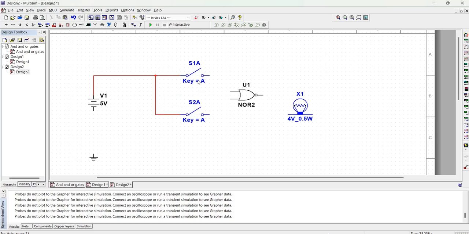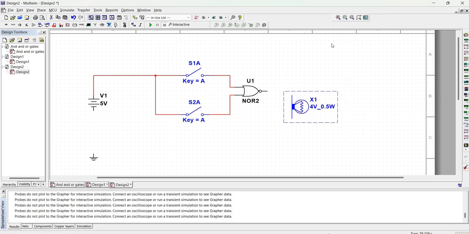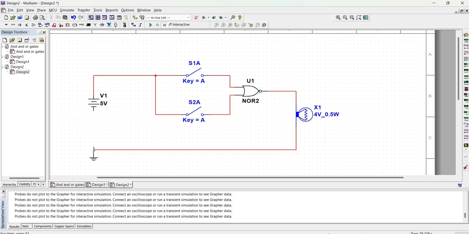Then we connect our inputs here. They are going to be controlled via switches. So this is our NOR gate. Then we rotate our indicator through an angle of 90 degrees clockwise. We connect our output to the indicator. We connect our indicator to the ground and also connect our negative battery terminal to the ground. So now this is our NOR gate. It is going to give results that are opposite to those of an OR gate.